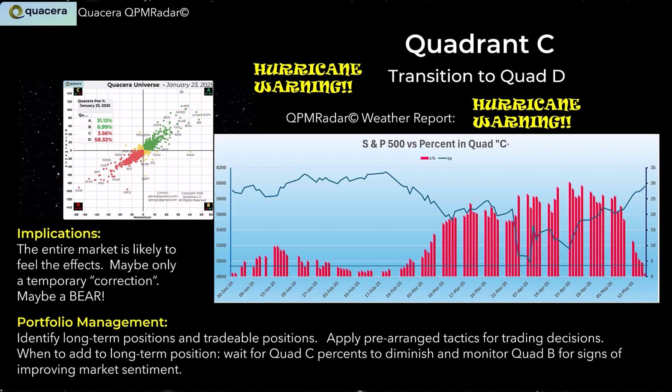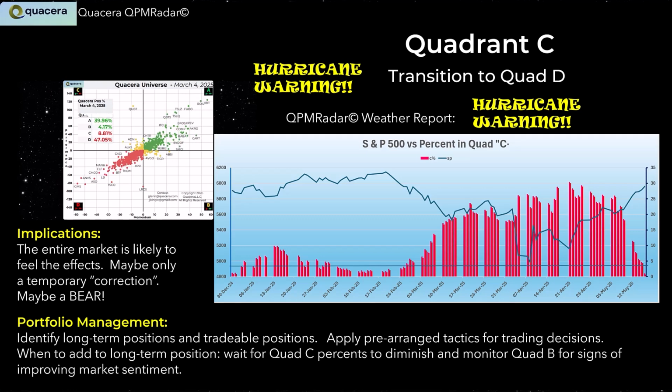Quadrant C is a special quadrant. This is where the bears live. This is where the weather report is signaling things that can affect all the other quadrants. It's the sign that there's a major change in the tone of the market. If the population of quadrant C starts to increase, it's a warning.